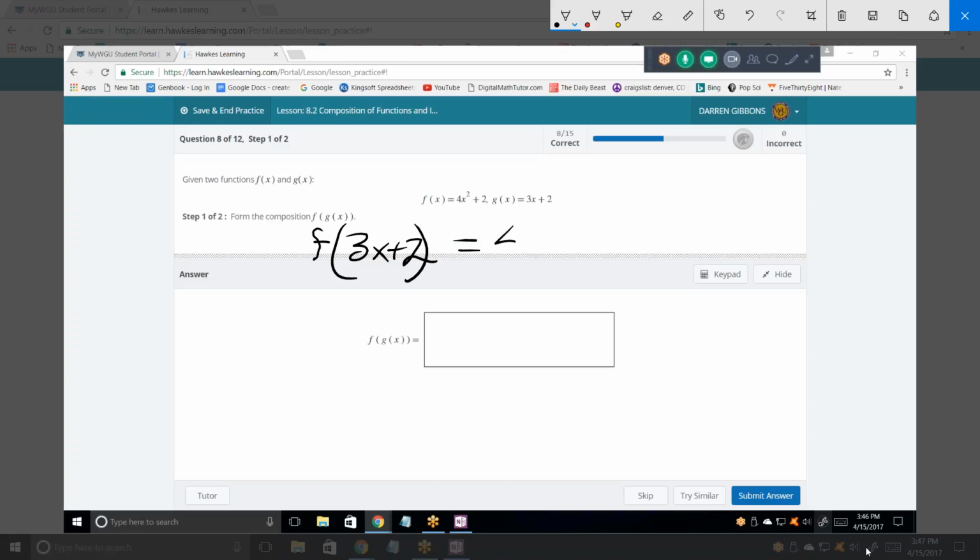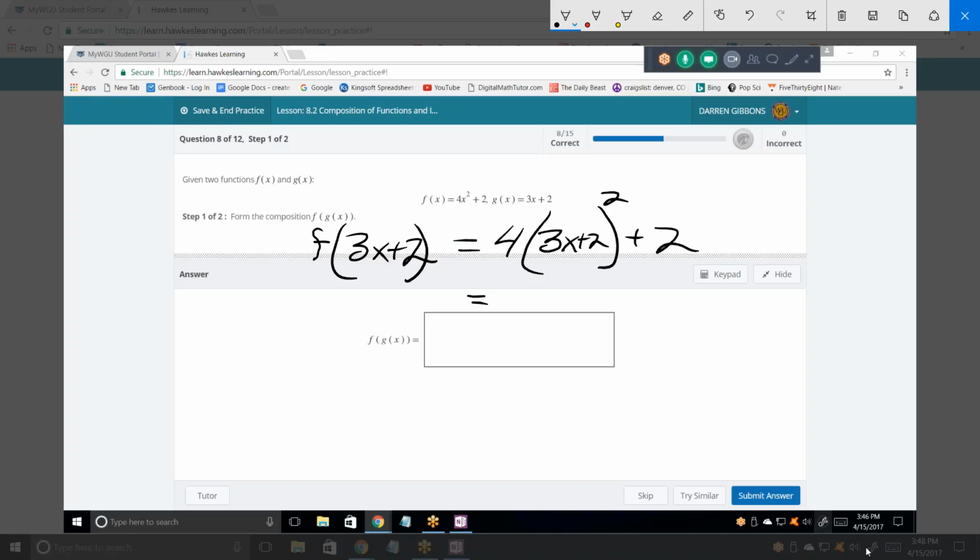4, 3x plus 2, parentheses, squared. And then don't forget to always bring in those numbers that are still there also. In other words, there's a plus 2 that was there originally. We have to keep that in there. So that gives us 12x plus. Well, hold on. You've got to do these in the right order. We can't distribute that 4 until we've squared that expression.